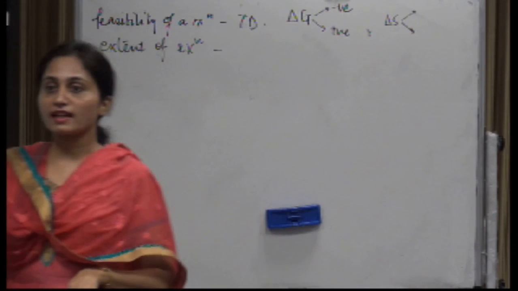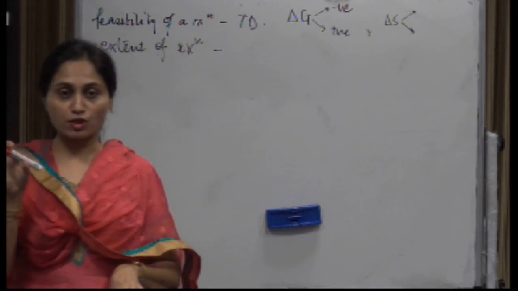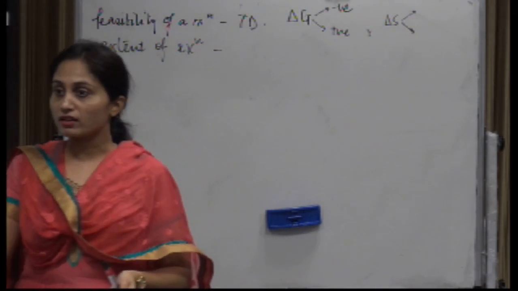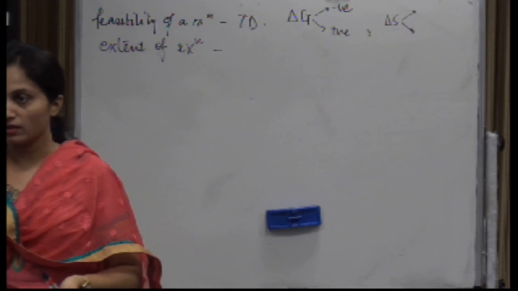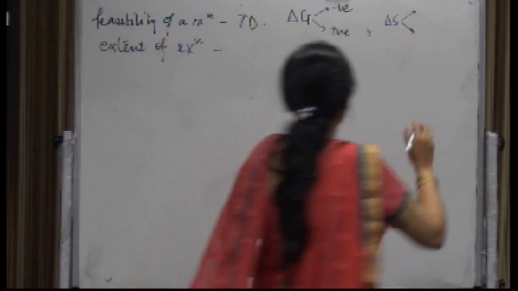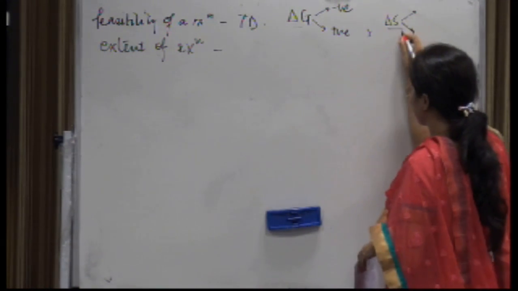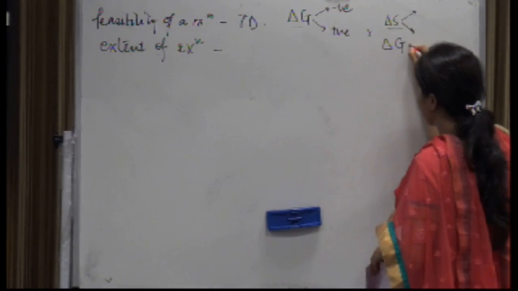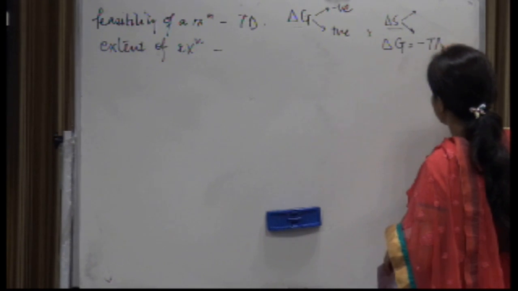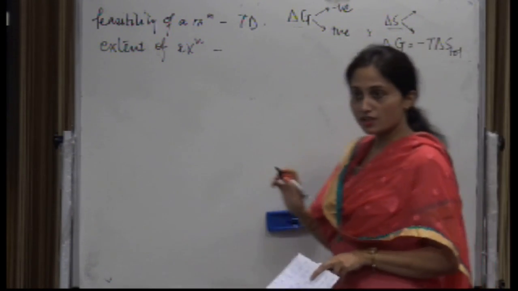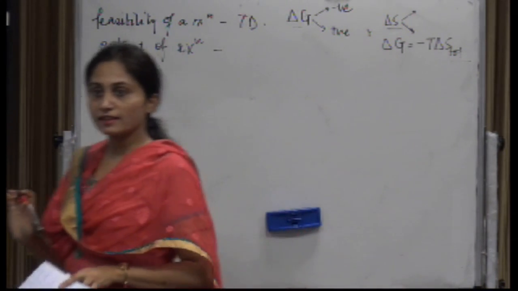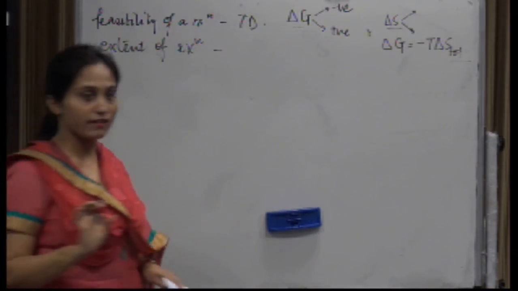And why is delta S not sufficient? Because it talks only about the system. So you have to talk about delta S total. And then you can say how is your delta G related to delta S? Your delta G then will be related to delta S total as delta G is equal to minus T delta S total. What you have done in your 11th grade.